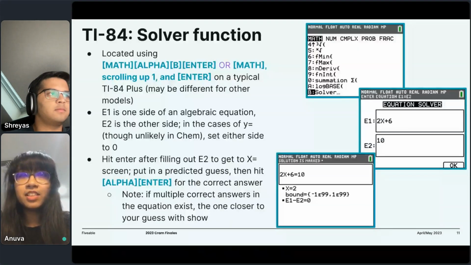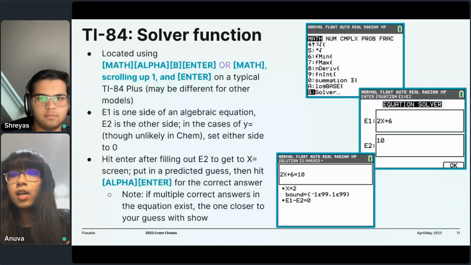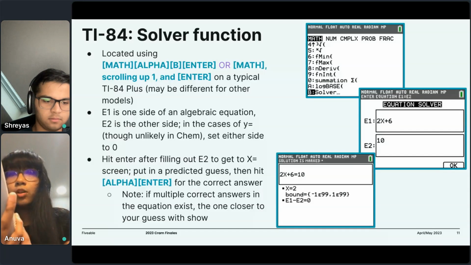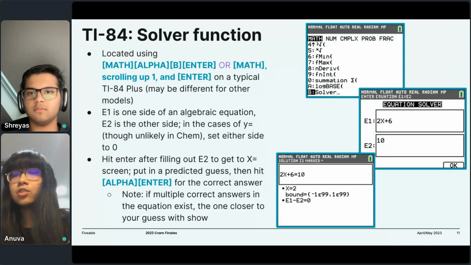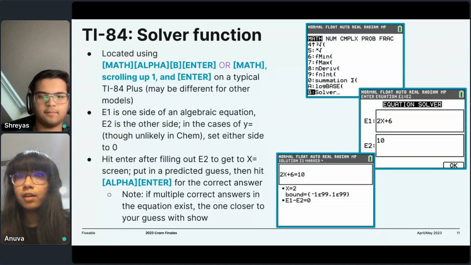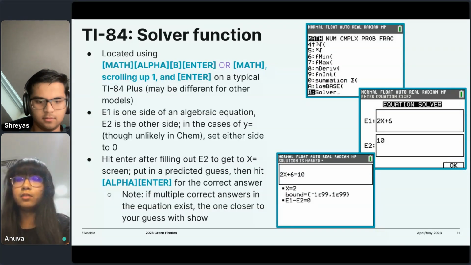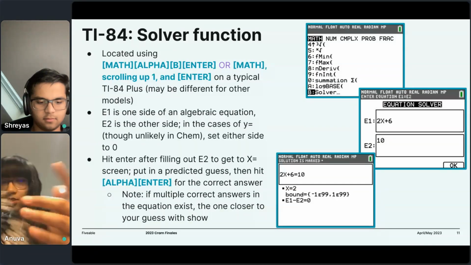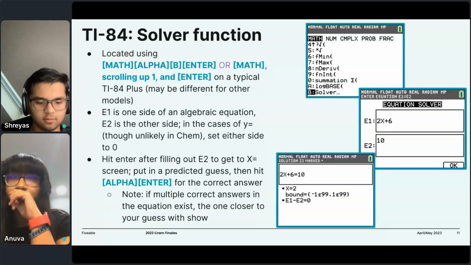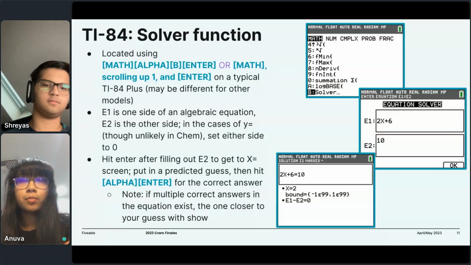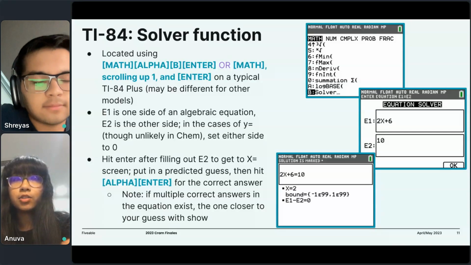Okay. So we're going to use the solver function. For this one, you press math, and then in order to quickly get to it, you can press alpha B, or if you press the up key once, then it will go to B. On my calculator, it says numeric solver, but on the example, it just says solver. If you click on that one, it'll bring you to this page, which is also the second diagram that's over there. I believe these are for TI 84 Plus, but Shreyas can go over it.